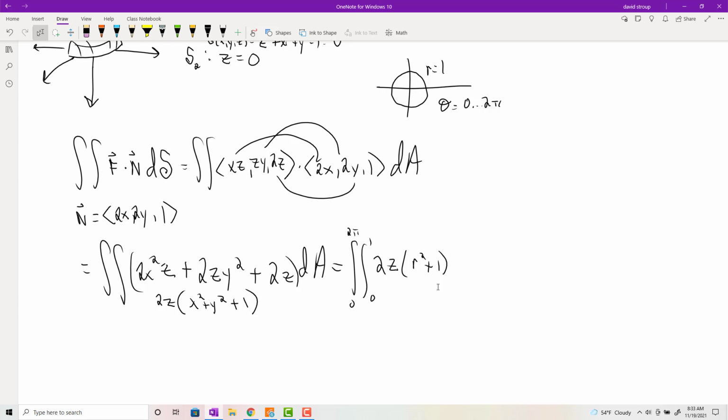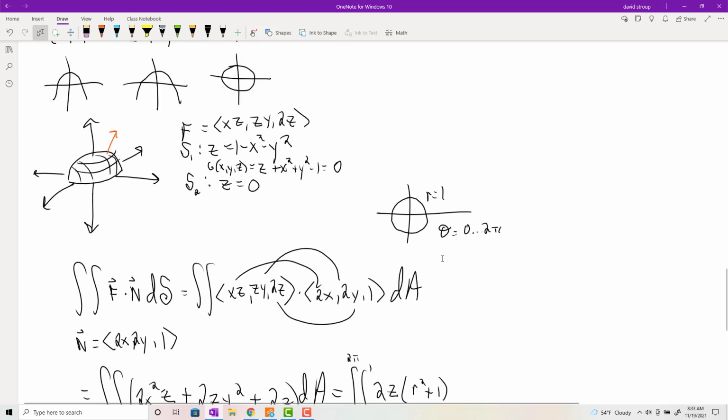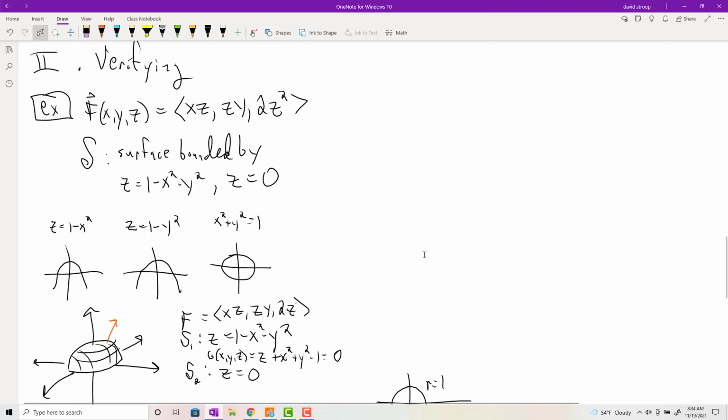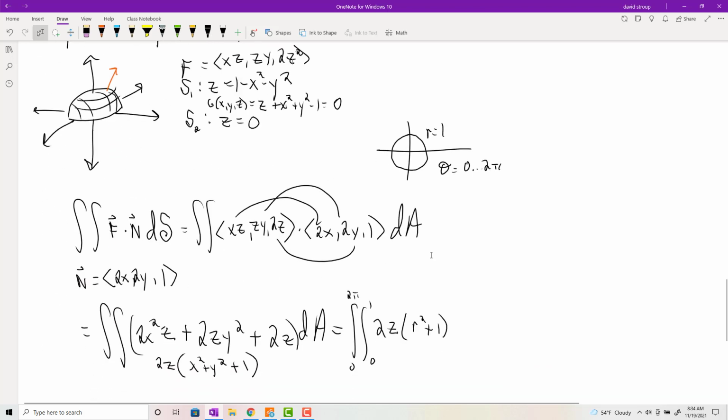X squared plus y squared, it's a 2z squared, isn't it? That's the issue. Going back up here. It's 2z times, no, this is 1. But it's 2z. It's a typo, sorry. So originally the vector field, I miscopied it. It's 2z squared. Wonderful, sorry. So this would be 2z squared. So this is 2z squared. Very sorry.